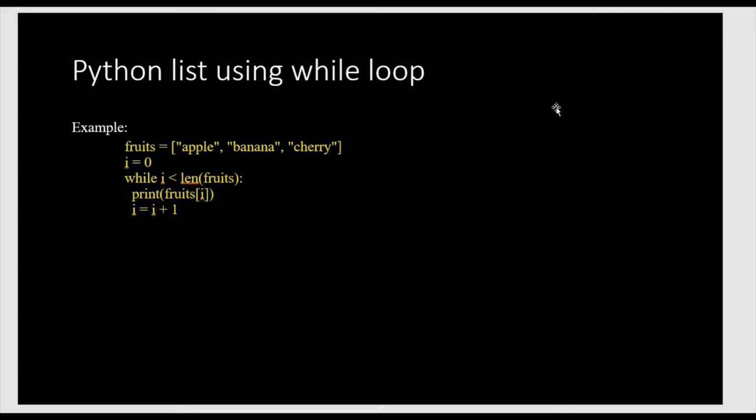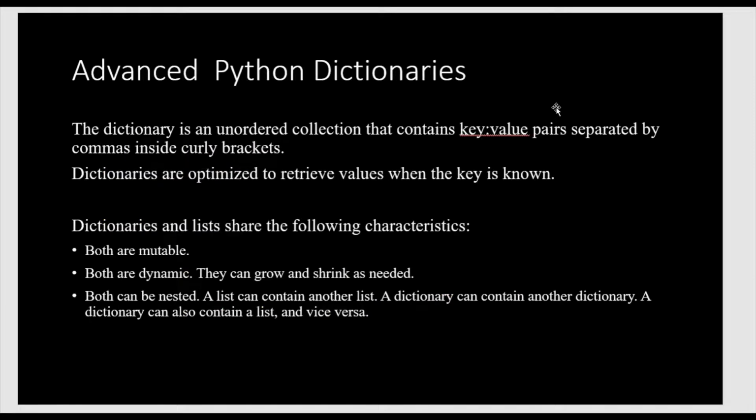And Python lists using the while loop. Fruits, here the fruits are apple, banana, cherry. i equals 0, while i is less than the fruits length, then it executes: python, banana, cherry. So the three outputs will be printed.